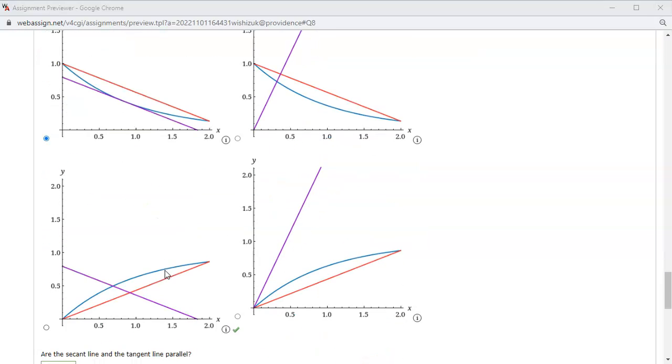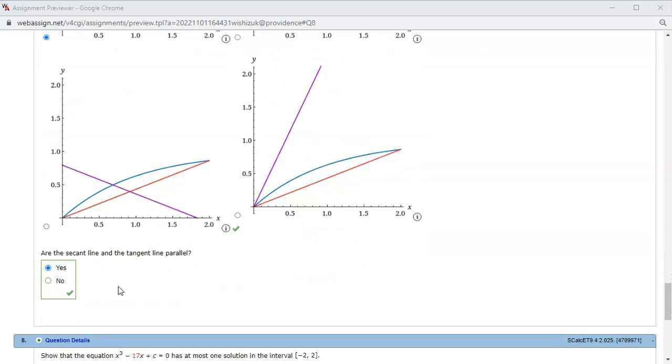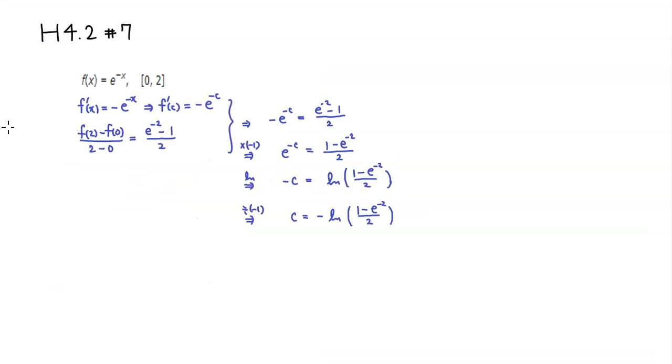I came back and it looks like we got the correct picture, and the secant line and tangent line are parallel. All right, that's it. I hope that this was clear.